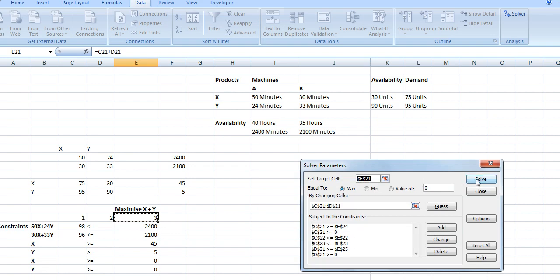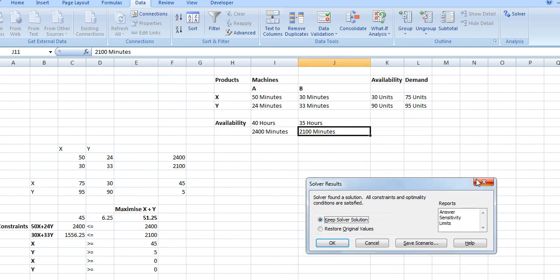When we click on Solve, it will consider all the constraints and the requirement and it will solve the problem. So what we see is X can be produced as 45 units and Y can be produced as around 6 units. So it will maximize the demand based on the availability of the machines and the time.